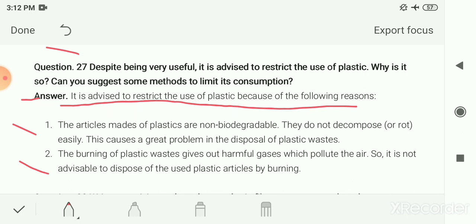The ways by which we can limit the consumption of plastic, we have already seen some examples. While going for shopping, instead of plastic bags we have to carry cloth bags. Then we saw we can recycle or reuse plastic items or plastic articles. So this is how we can limit the consumption of plastic.